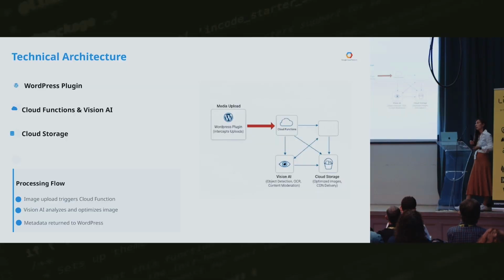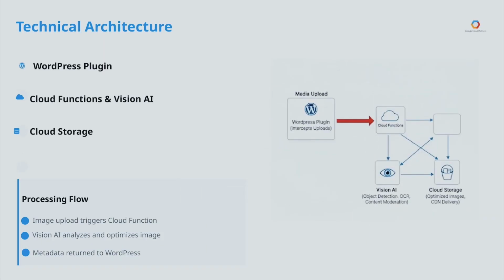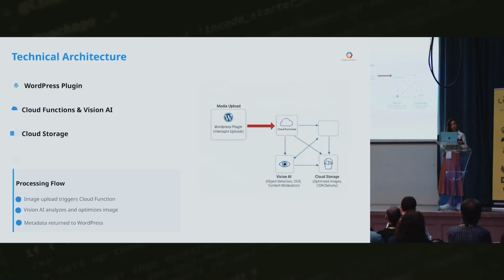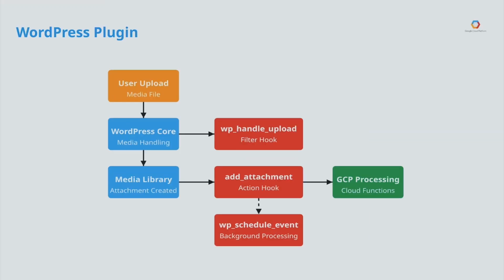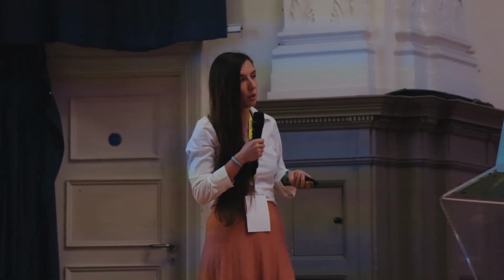The technical architecture is just a WordPress plugin. The WordPress plugin intercepts the upload and sends the data to a Cloud Function. Vision AI, as we said, goes to the image, then returns the metadata to WordPress. And the WordPress plugin is not that complicated. It uses just a few well-known hooks, intercepts the media upload or attachment, depending on what you prefer.